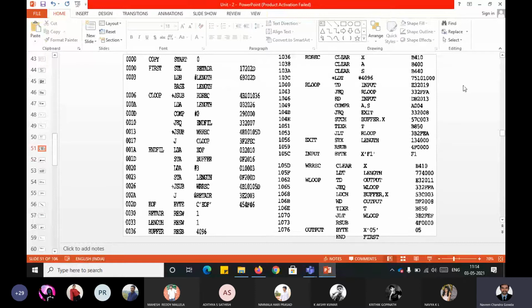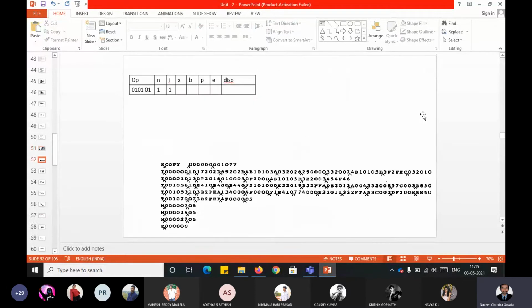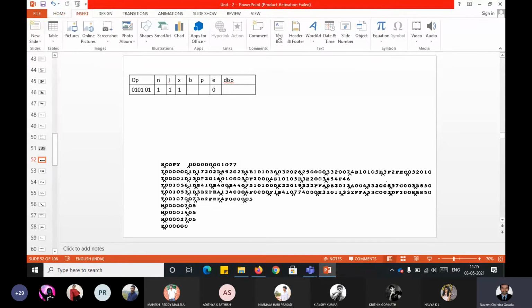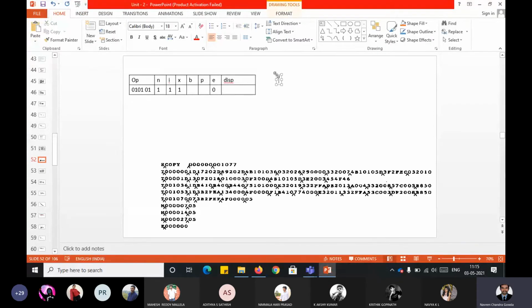Now let me find out the displacement, based on which we will decide whether to set b or p. In the general case, how do we find the displacement? I hope you remember: operand address minus PC. In STCH buffer comma X, what is the operand? Buffer is the operand.